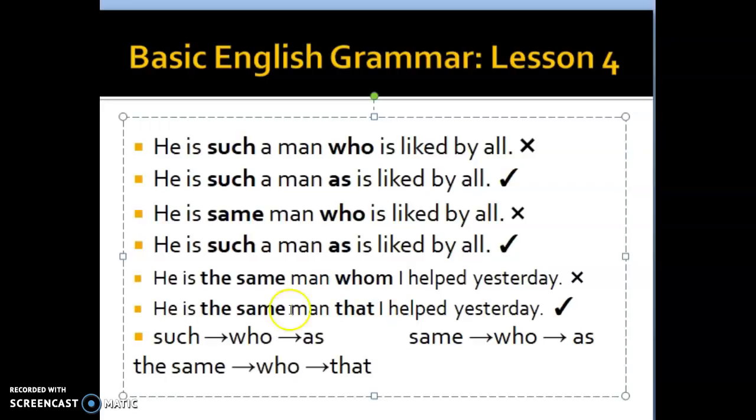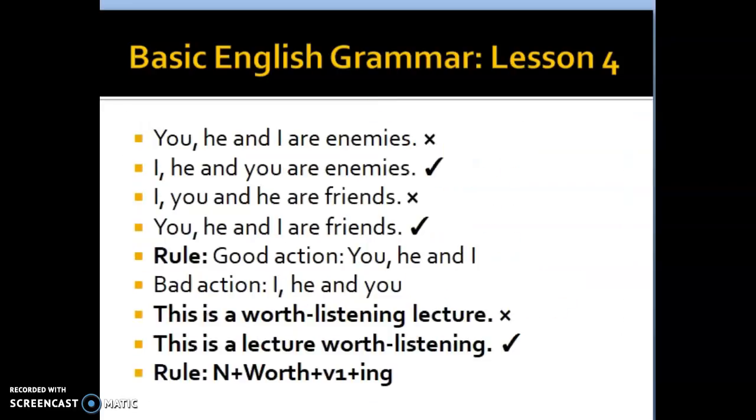Let's move to the next page. Yes, you, he and I are enemies. Now this example is given here. Whenever we use three pronouns, the first person pronoun, second person pronoun and third person pronoun, how are we going to arrange them? Which pronoun will be used first? So two different examples have been given here. You, he and I are enemies and I, you and he are friends.